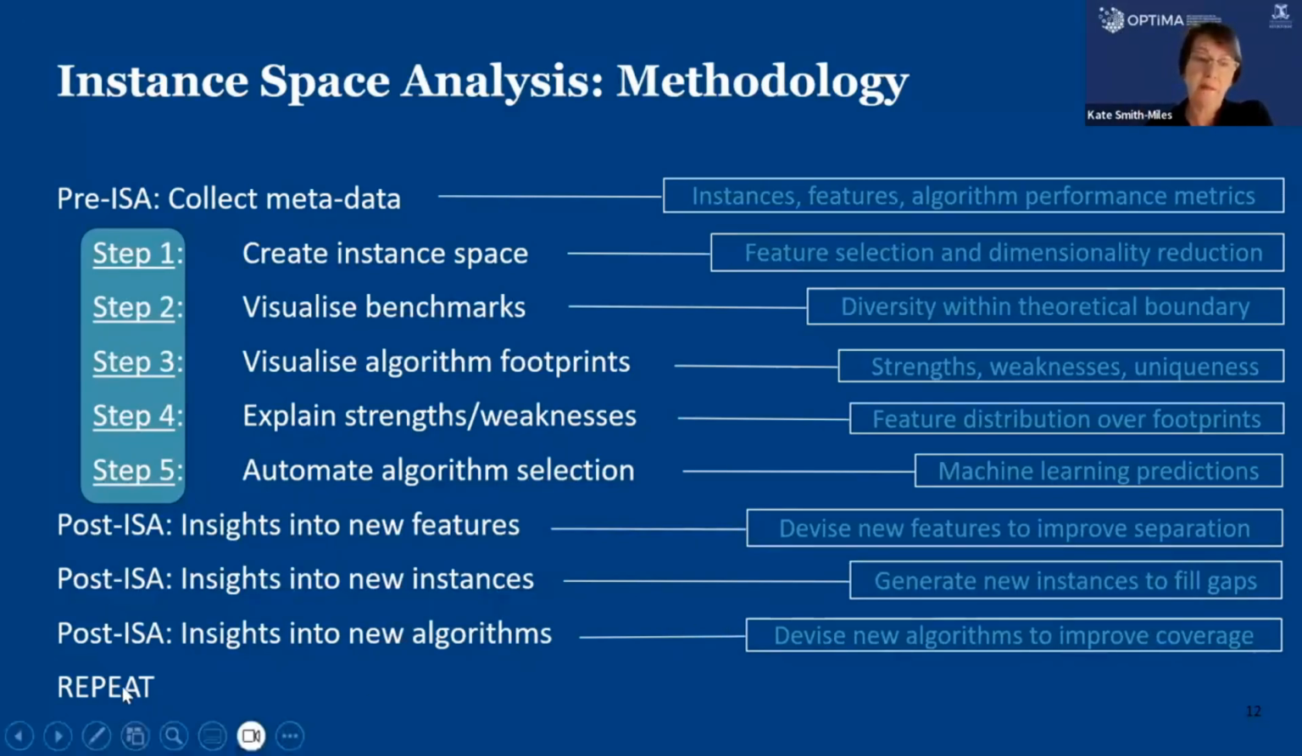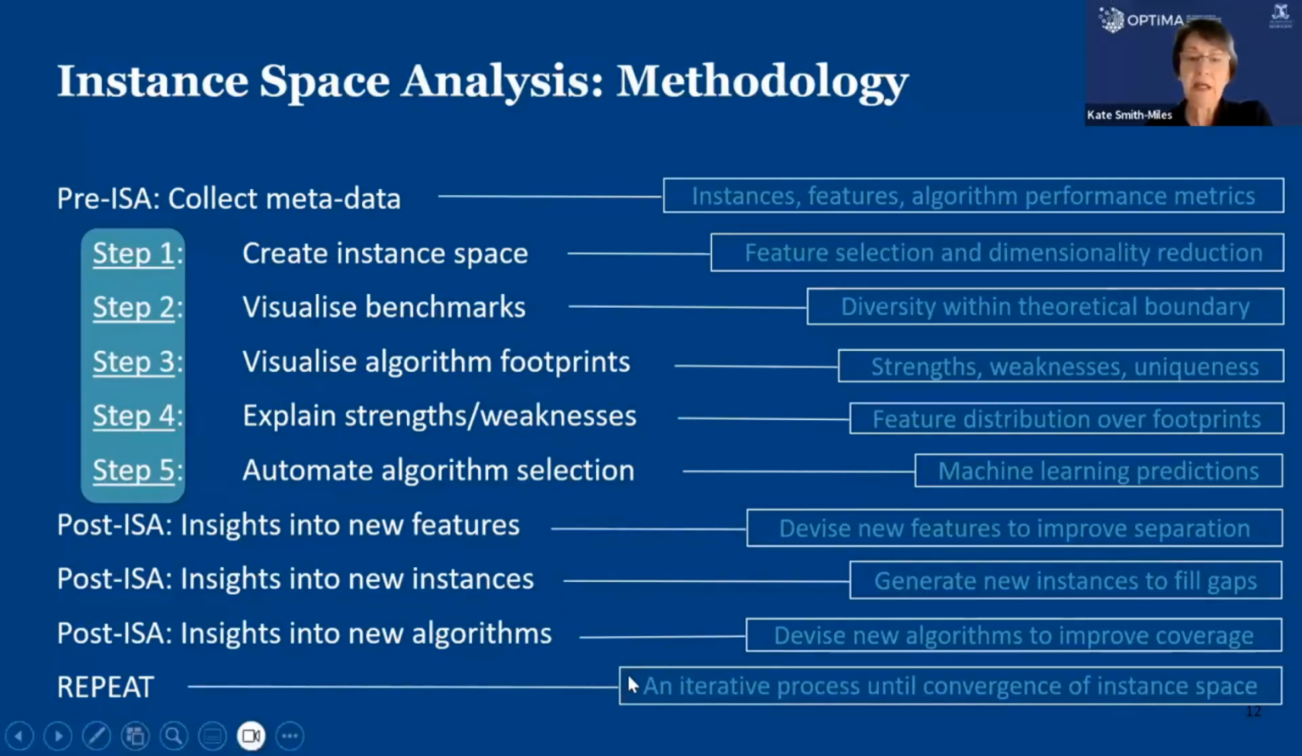And we repeat. After all those insights, we have new metadata now, and we can go through maybe another time before we reach convergence. And convergence just means that there are no more gaps to fill in the space. We have a comprehensive set of instances, and compared to last time, the same features have been selected to best represent the instance space. So there's no more changes at that point.